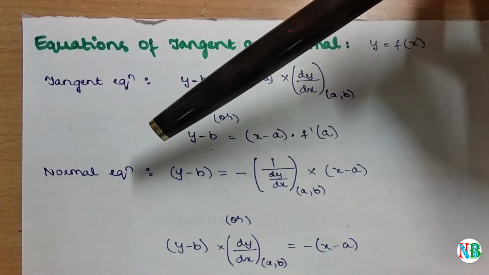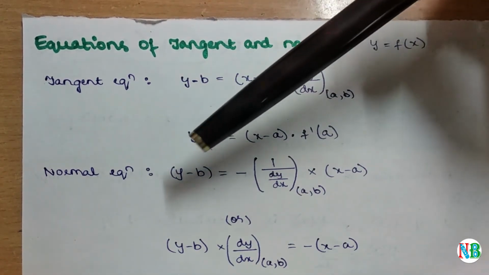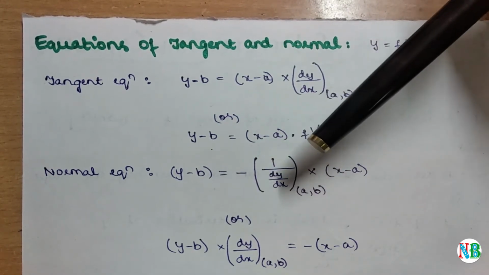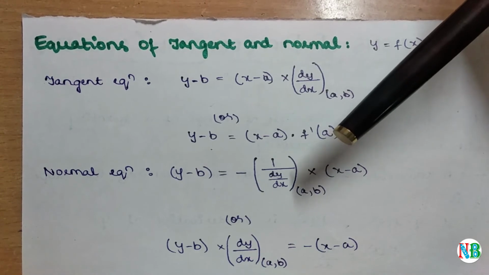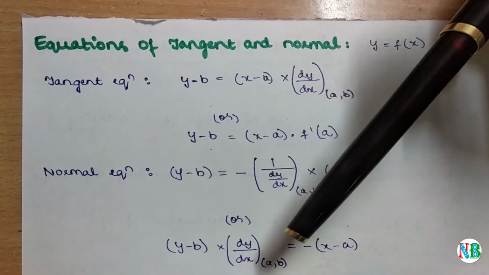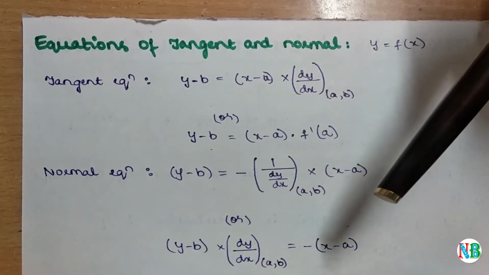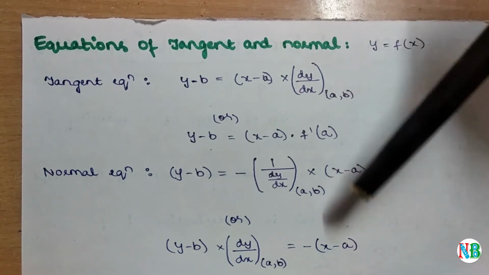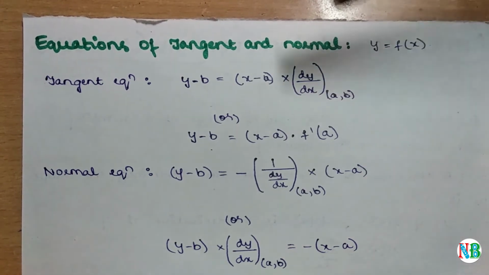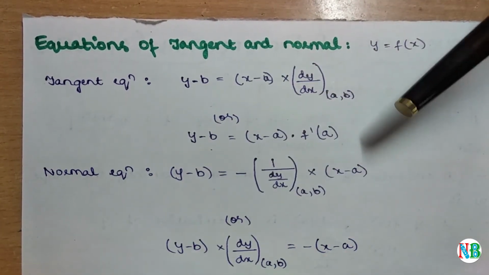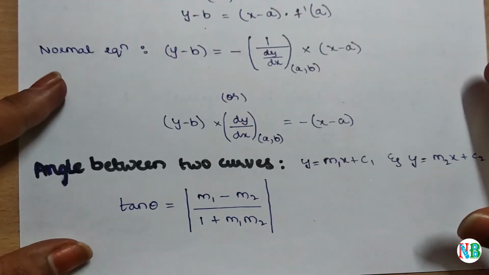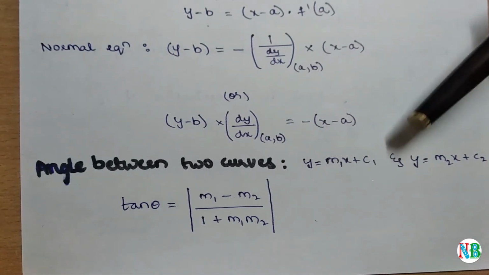And the normal equation in the same way is obtained by y minus b equals minus 1 by dy by dx at a comma b, into x minus a. It can also be written as y minus b into dy by dx at a comma b equals minus of x minus a. Any of these equations can be used to find the normal equation of a given curve. So these are the two important topics that we have learned now, the tangent equation as well as the normal equation.